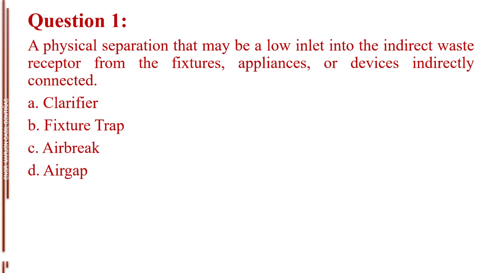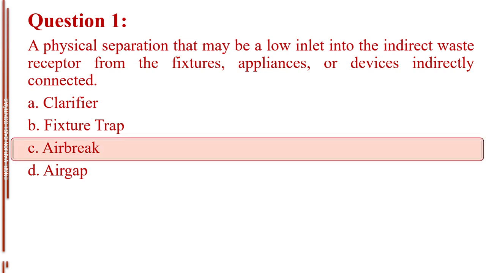Question number 1. A physical separation that may be a low inlet into the indirect waste receptor from the fixtures, appliances, or devices indirectly connected. Letter A, clarifier. Letter B, fixture trap. Letter C, air brake. Letter D, air gap. The answer is letter C, air brake.